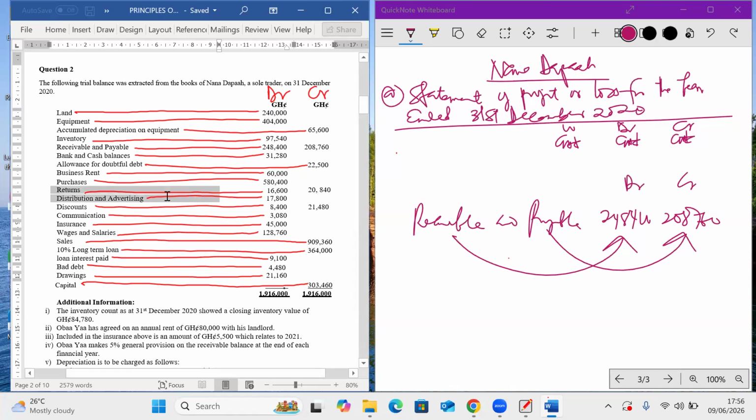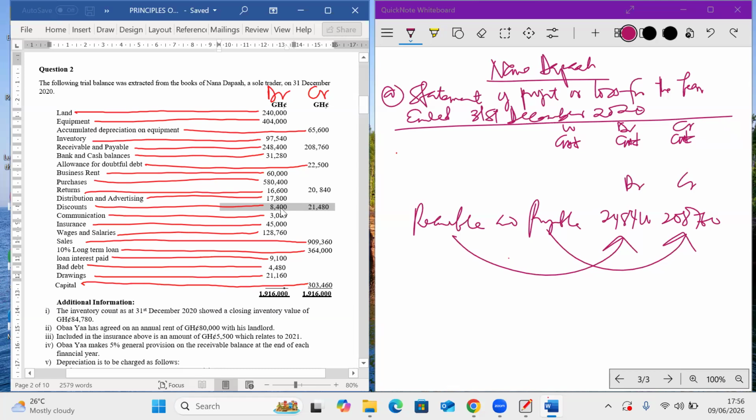Then we have distribution and advertising. They are also expenses, debit side. So long as it's on the debit side, it's either an asset, an expense, a cost, or a loss. If it's on the credit side, it's a liability, an income, a gain, a profit, or equity. Discounts. We've done discount before when we did the first correction of errors. The one on the credit side is always the gain, always the income. Then the one on the debit side is an expense.